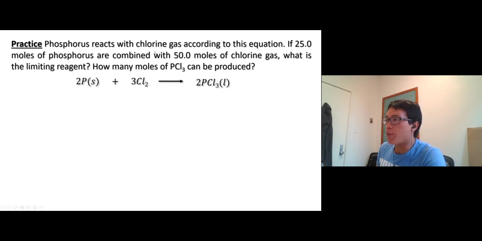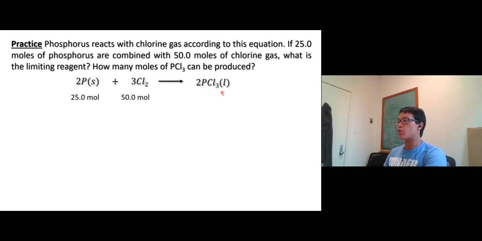All right, phosphorus reacts with chlorine gas according to this equation. All right, it looks like it's already balanced. If 25 moles of phosphorus combined with 50 moles of chlorine gas, what is the limiting reagent? How many moles of the product PCl3 can be produced? All right, phosphorus trichloride. Okay, so first off, find out who's the limiting reagent.